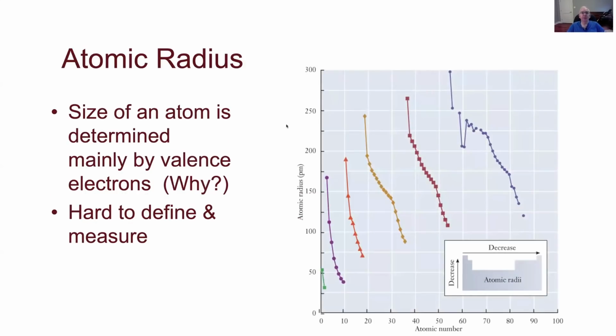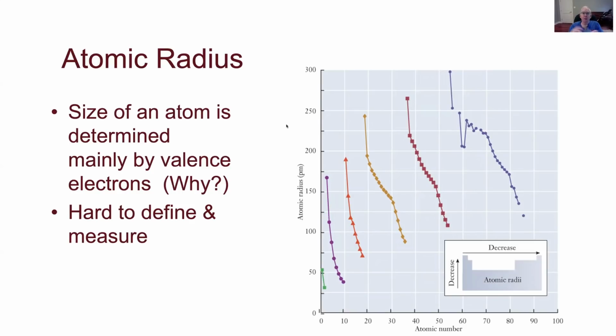Starting off with the radii, atomic radius, okay? So the size of an atom is mainly going to be determined by its valence electrons. Remember, those are the electrons that are in the outermost occupied shells or subshells, right? Because those are the electrons that are the furthest away from the nucleus, they're essentially going to define the size of the atom. Okay, if those outermost electrons are held onto more tightly, that's going to make the atom smaller. If those outermost electrons are very loosely held, the atom is going to, in turn, get bigger.